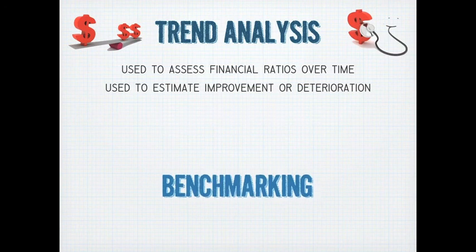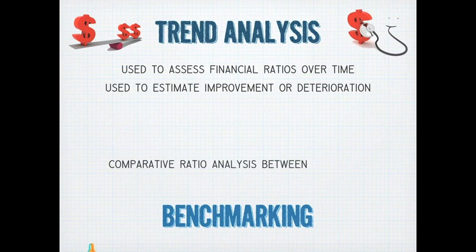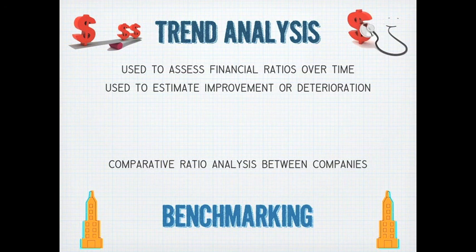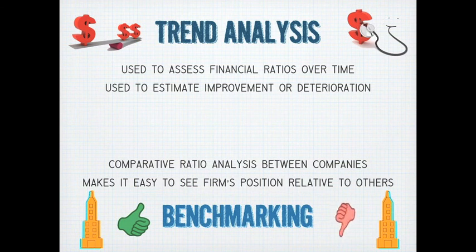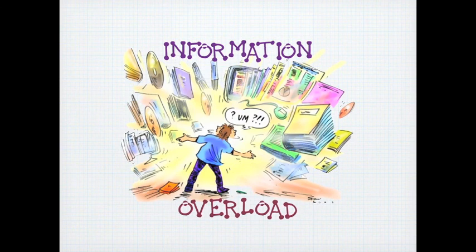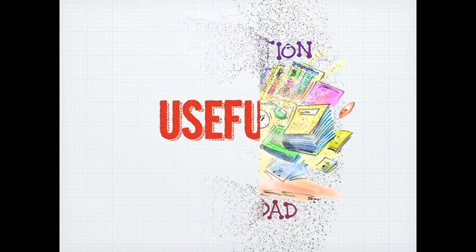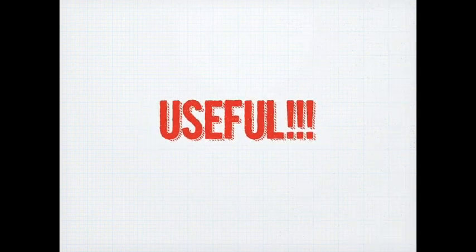Benchmarking will also come in handy as a comparative ratio analysis. It is the process of comparing a particular company with a set of benchmark companies. It makes it easy to see where the firm stands relative to their competitors. All of those ratios and analysis tools definitely seem like an information overload, but they're all very much useful. Here are some ways you can apply them.